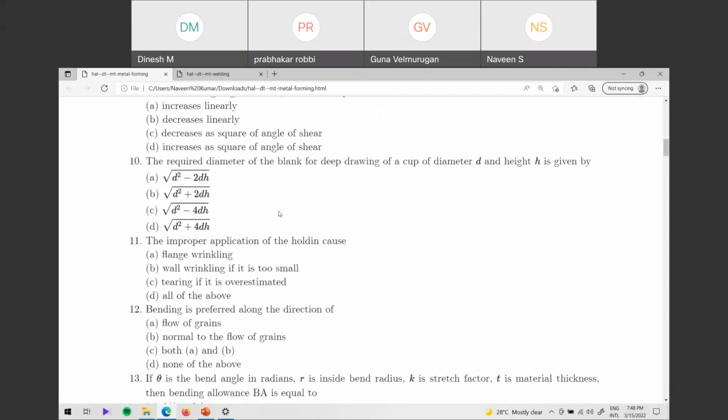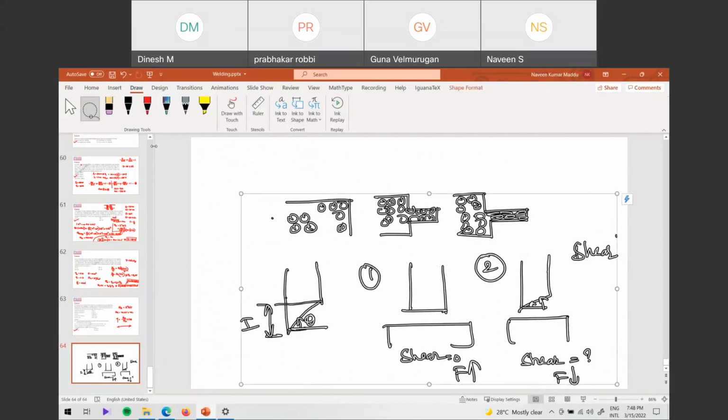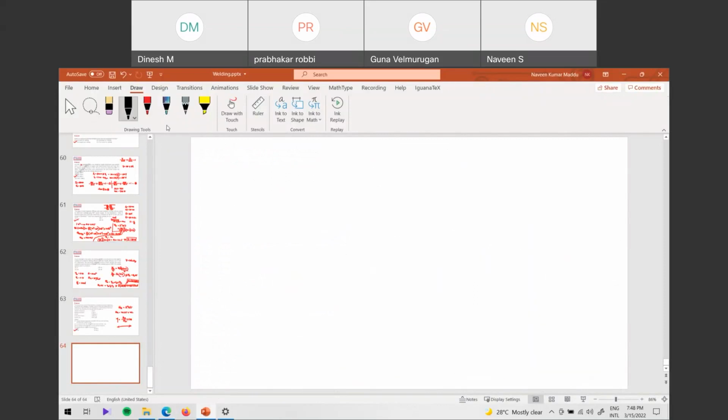Anyone who can answer this next one? Please try the next one. What are they saying? The required diameter of blank for deep drawing of a cup of diameter D and height H. So let me erase this. What they are saying is that I want a cup of diameter small d and height h.